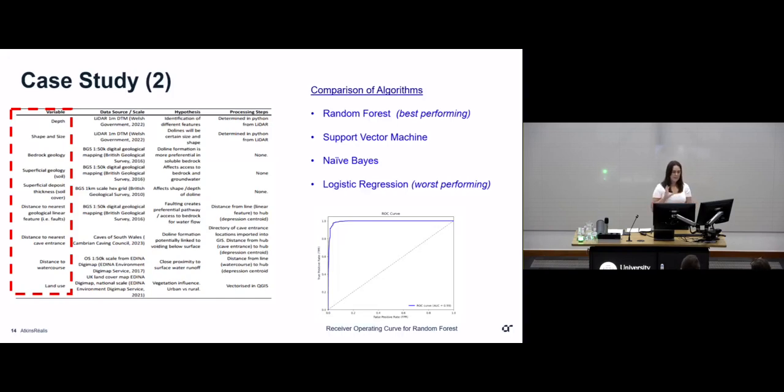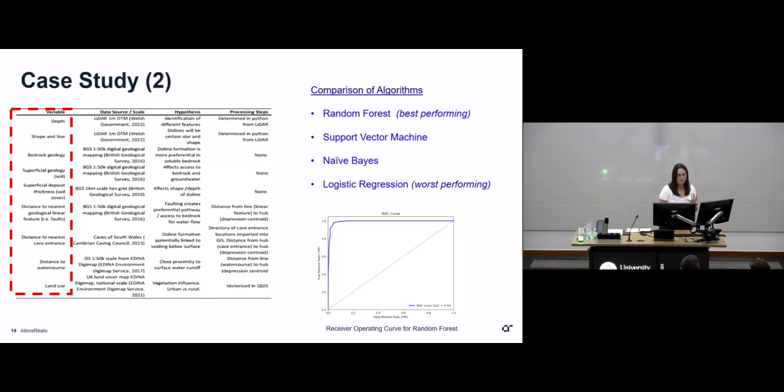The four machine learning algorithms I applied were logistic regression, naive Bayes, random forest and support vector machines. The worst performing ones were logistic regression and naive Bayes, which had poor model performance, whereas random forest and support vector machine performed better and had the most accuracy in predicting sinkhole occurrences.